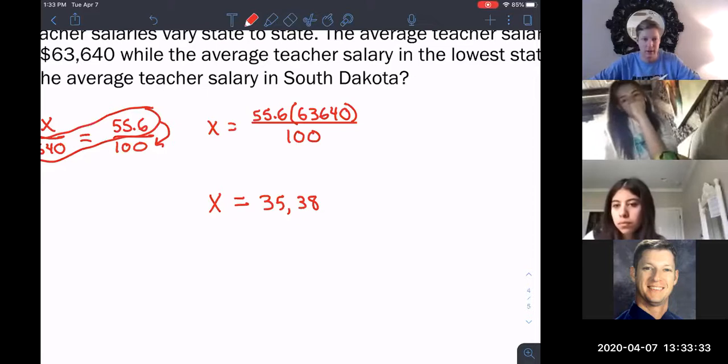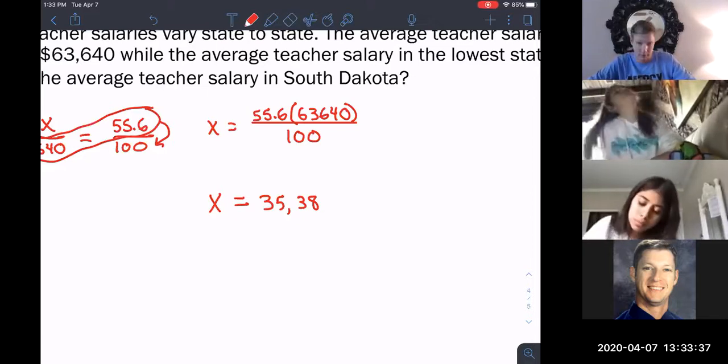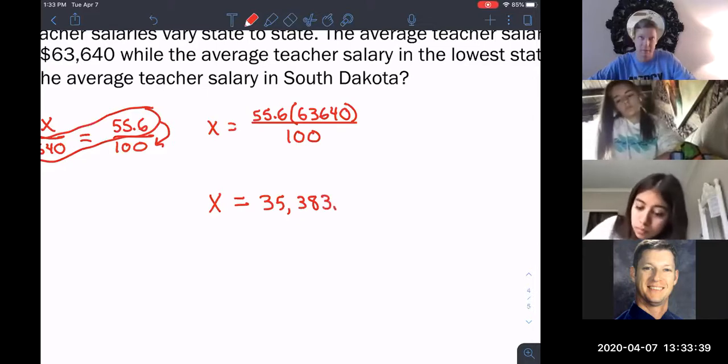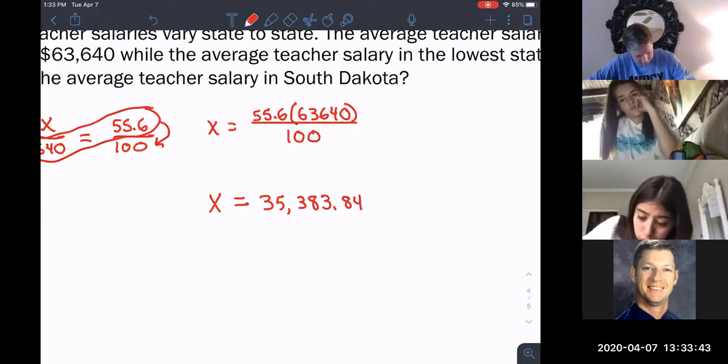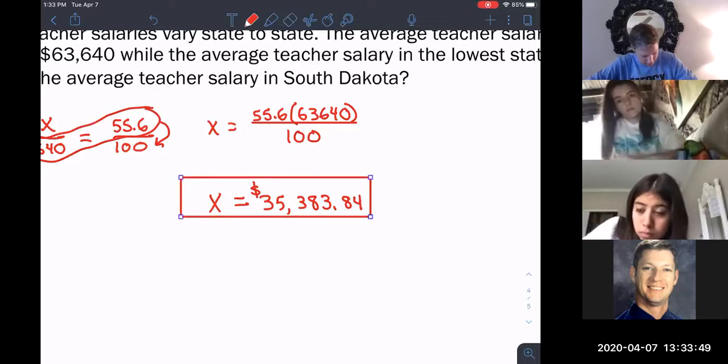Since it's a question about money, we can round it the same way they rounded the other one. We can just round to the nearest dollar, or we can round to the nearest cent. That would also make sense. So with the 0.84, we can just write the whole thing in there. But remember, at the very least, you need to label it with a dollar sign because that's what we're trying to find here.